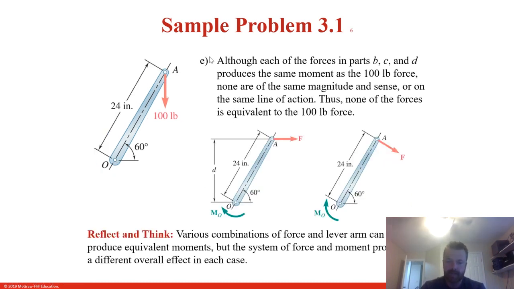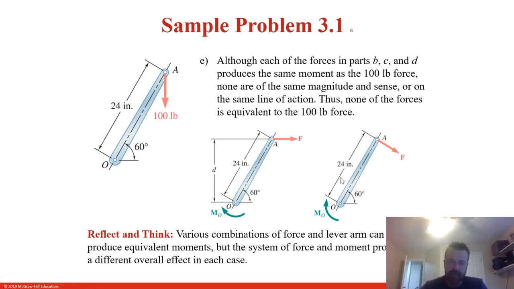And the last question basically asks, all of the forces that we considered in parts A through D of this problem all induce the same tendency of rotation about point O, 1,200 pounds times inches of rotation. And the question is, are they an equivalent force system? Even though they're tending to induce the same rotation, the key point is they're not equivalent forces because the actual forces themselves are not the same.